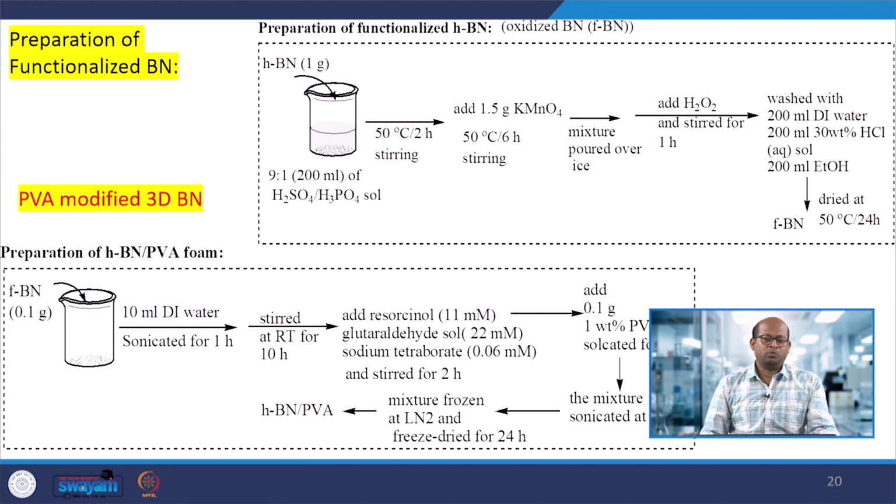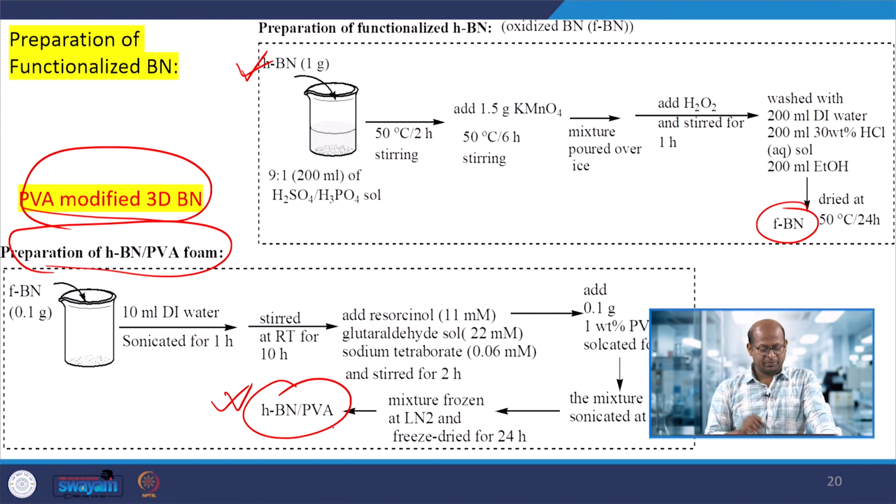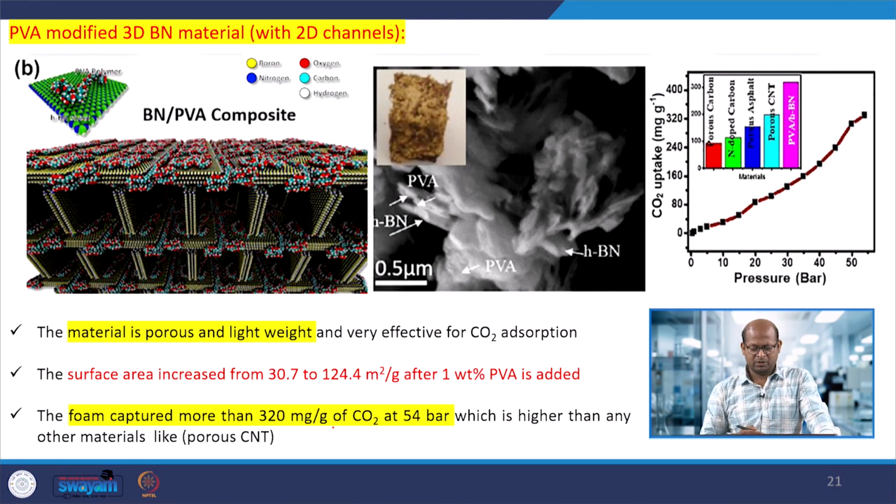So hexagonal boron nitride, whatever the nanomaterial, also can be functionalized with PVA. So here PVA modified boron nitride was prepared. Here boron nitride was functionalized by step 1 and this is step 2. So in this process we can get boron nitride PVA functionalization, and that was used for CO2 absorption.